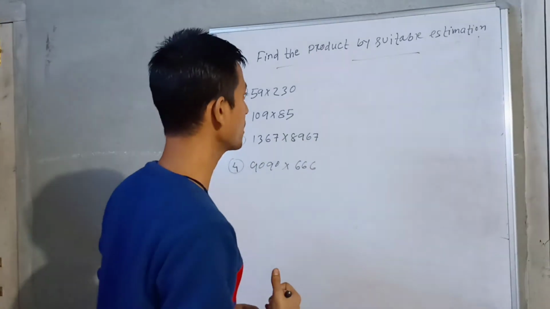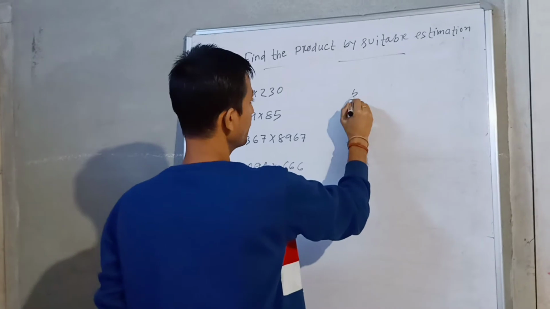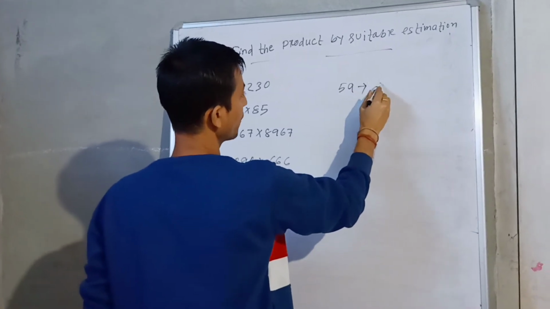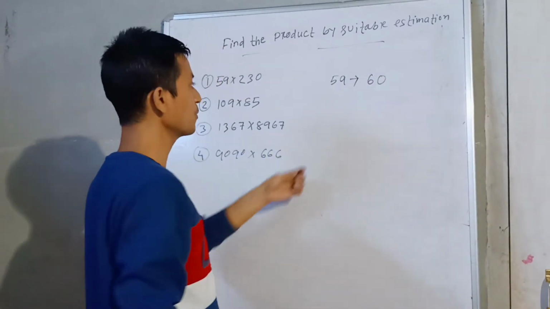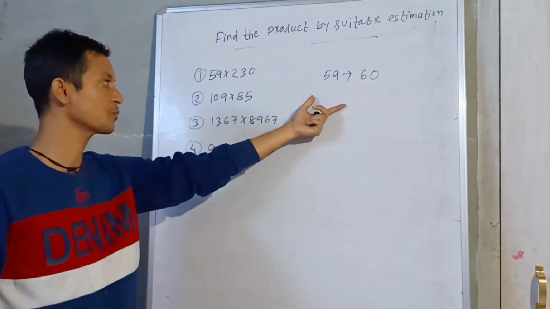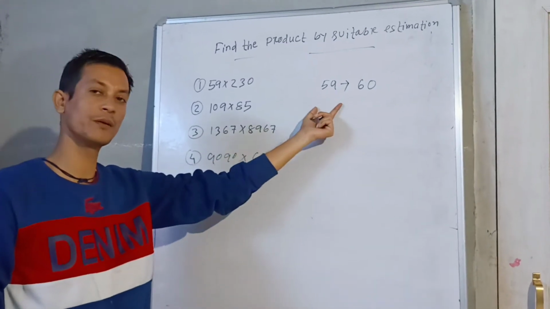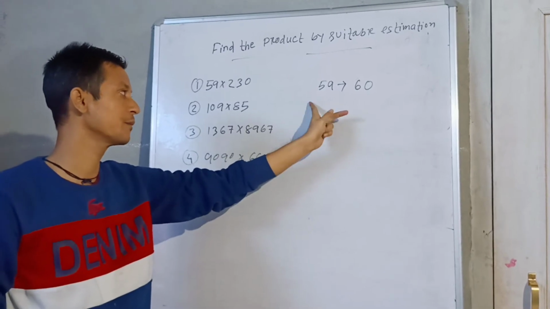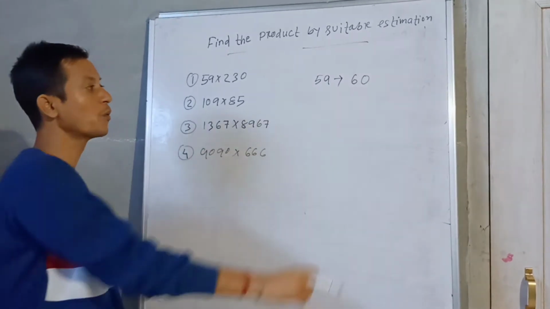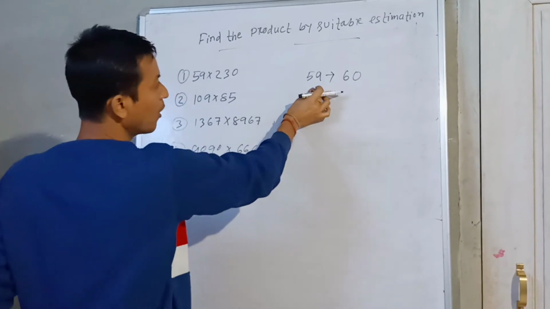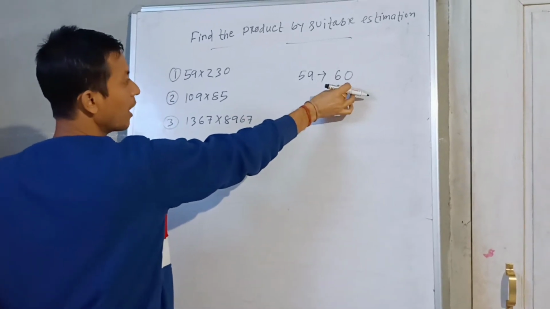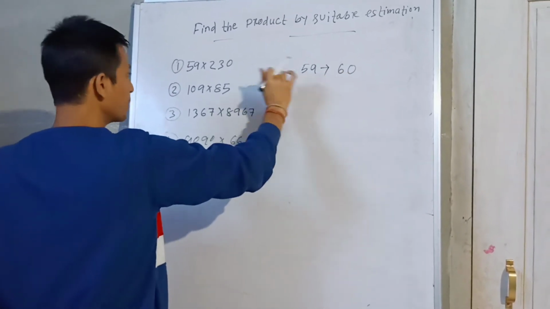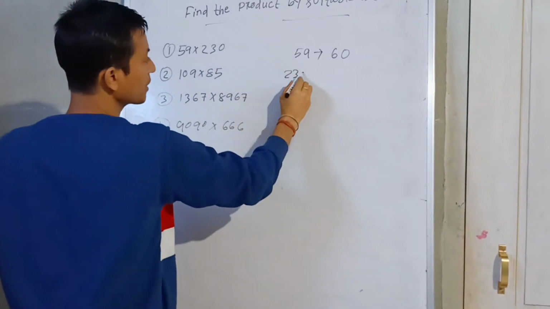Now, without actual calculation, that means here 59, if it is rounded off to 60, what is the closest value of 59? Either 50 or 60, which one? It may be 50 or it may be 60. We know the closest value of 59 is 60, not 50.